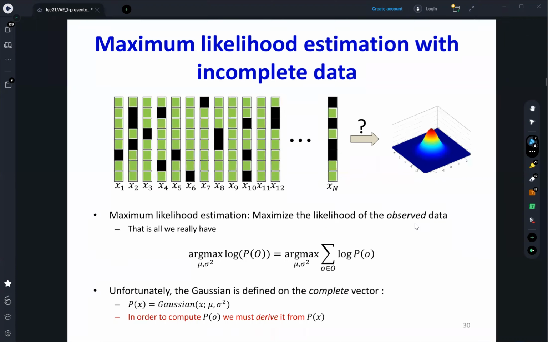But the maximum likelihood principle does not maximize the likelihood of the missing components. You're only allowed to maximize the likelihood of whatever it is you have observed. Your assumption here is that whatever you have observed is very typical of the process. So you would want to estimate your distribution parameters to maximize the likelihood of whatever you have observed. Unfortunately, the Gaussian is not defined merely on what you have observed, but on a combination of what you have observed and what has been hidden.